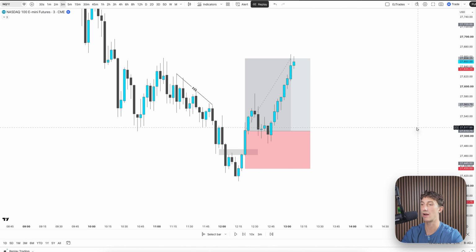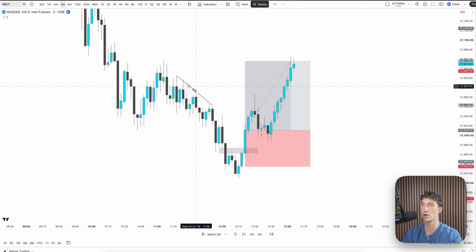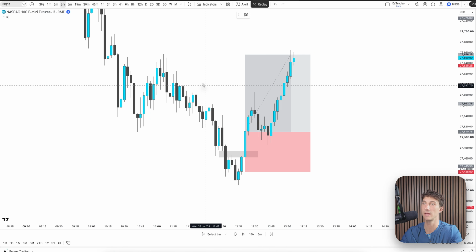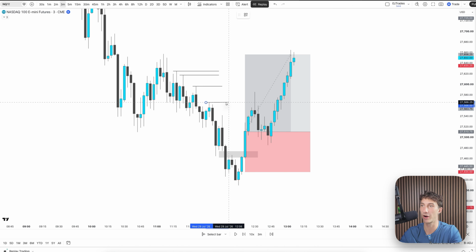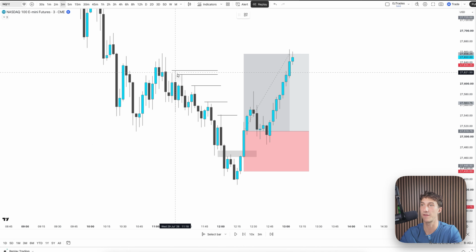Okay, let's take a look at Wednesday PM session. So you can see here, we are creating this obvious low resistance liquidity. How do we know that this is low resistance liquidity? Well, we have these series of untapped highs, right? We have 1 untapped high, 2 untapped highs, 3 untapped highs, 4 untapped highs, and we actually have 5 untapped highs, creating this very obvious trendline liquidity or low resistance liquidity.